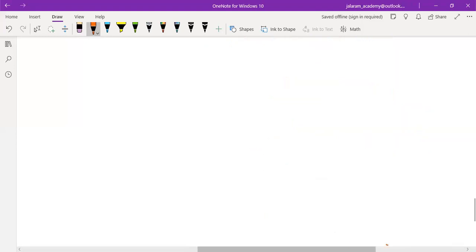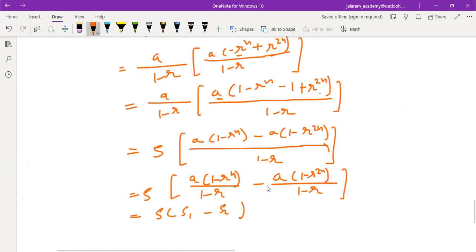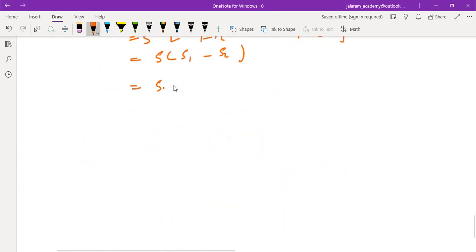And this is RHS. Right hand side is S into S1 minus S2. So, or S1 minus S2 into S. They are the same things. Equals to right hand side. Hence, proved.